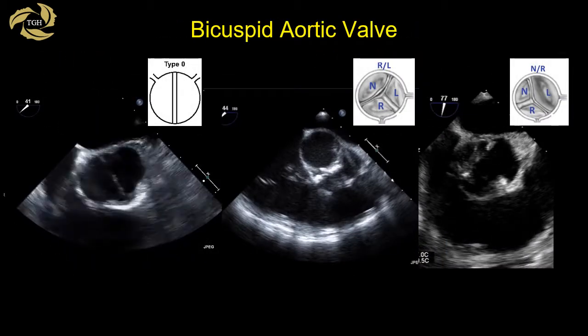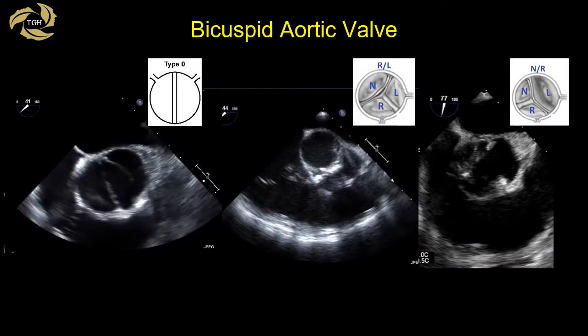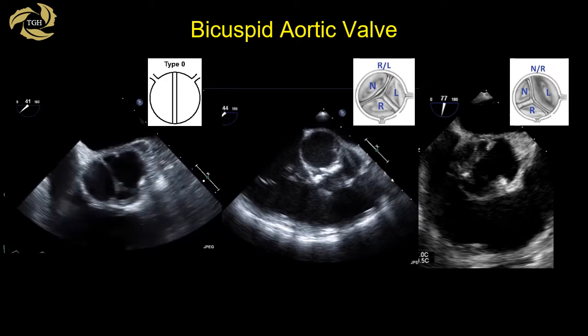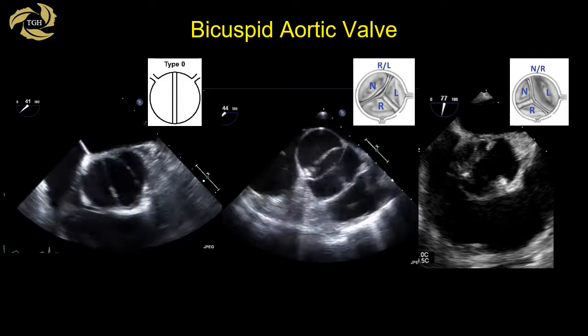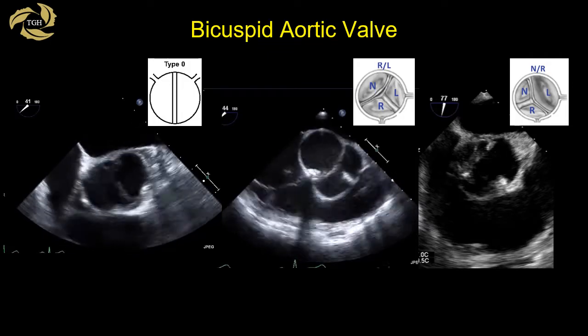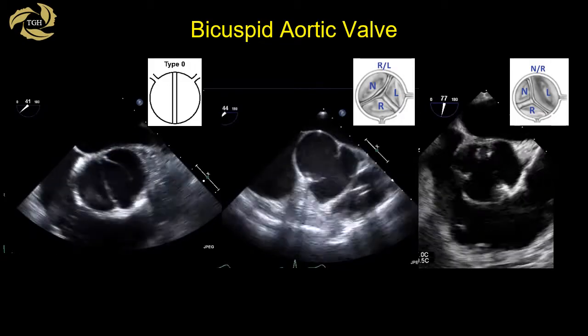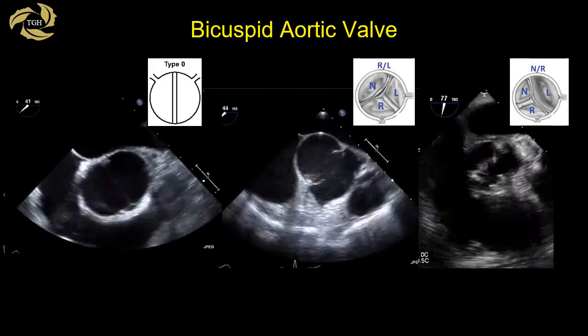Shown here are the mid-esophageal aortic valve short-axis views of examples of type 0 bicuspid aortic valve, type 1 with fusion of the right and left cusps, and type 1 with fusion of the non and right cusps.